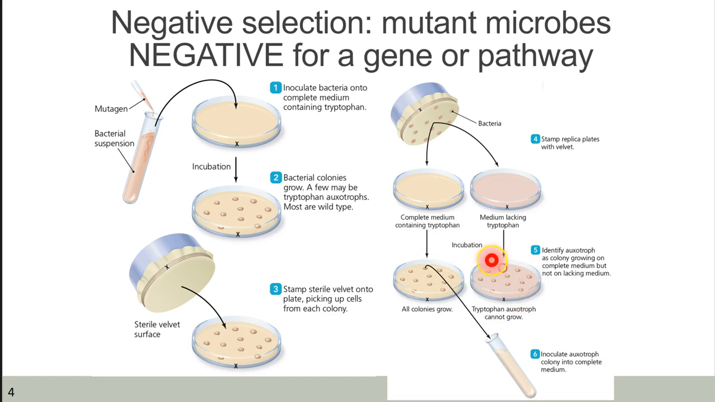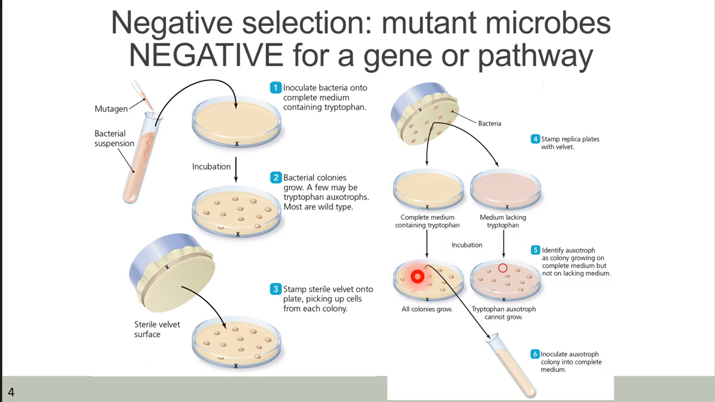And here you can see there's a colony that was not able to grow when tryptophan is not present. So this is a tryptophan auxotroph, meaning it needs tryptophan to be able to grow. And we've done a negative selection for this microbe. That means that it was not able to grow on the selective media. Here's the microbe that was able to grow.